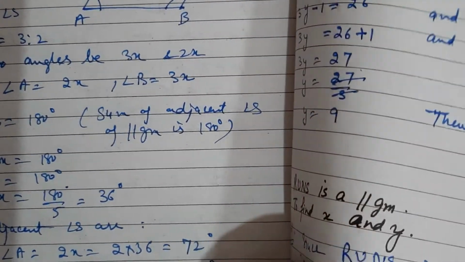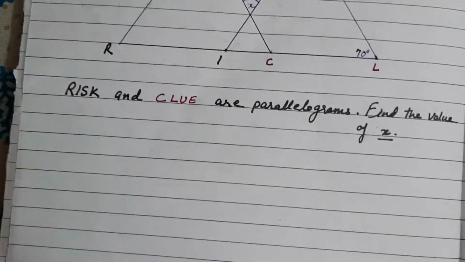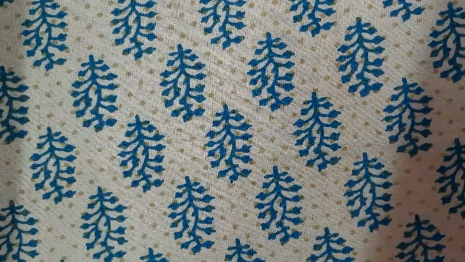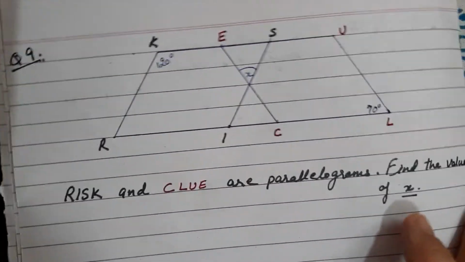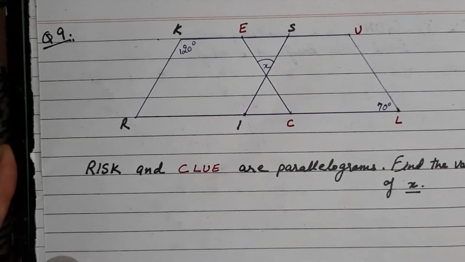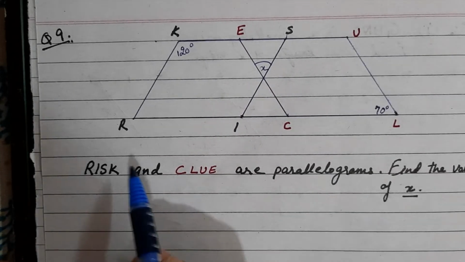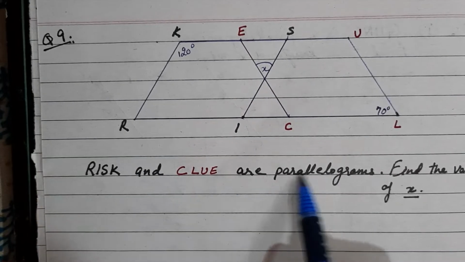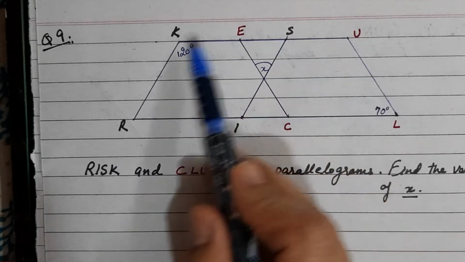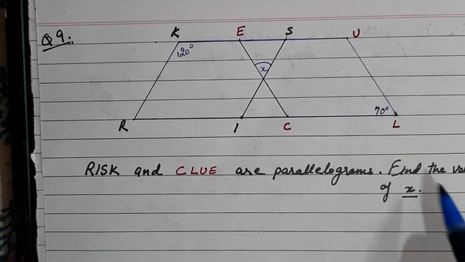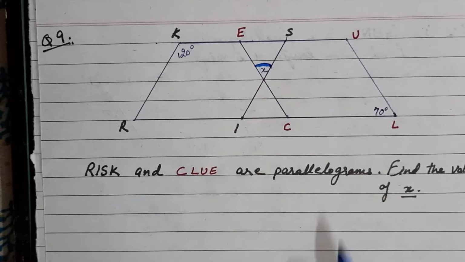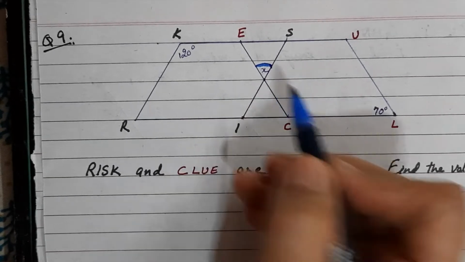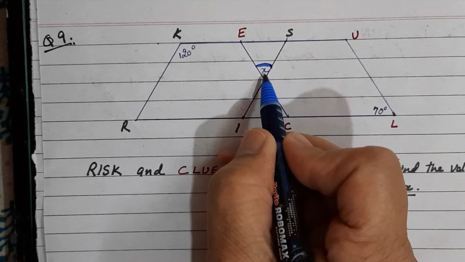Now next we have question number 9. In this figure, RISK and CLUE are parallelograms. So two parallelograms are joined here. Find the value of x. This part is marked as x. This one. And we have to find out the value of x.